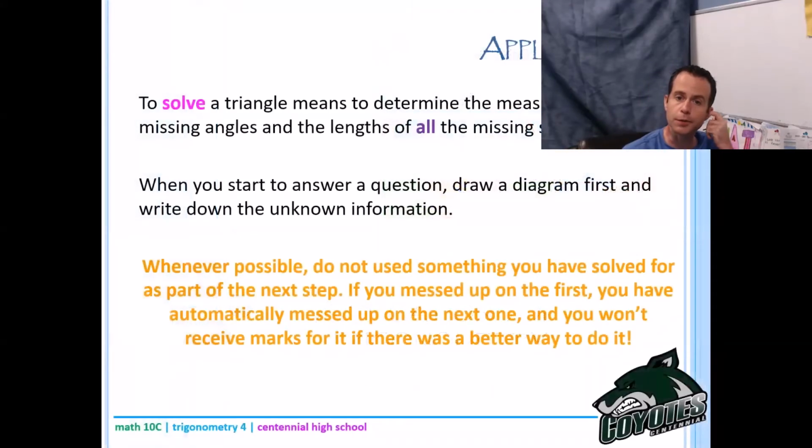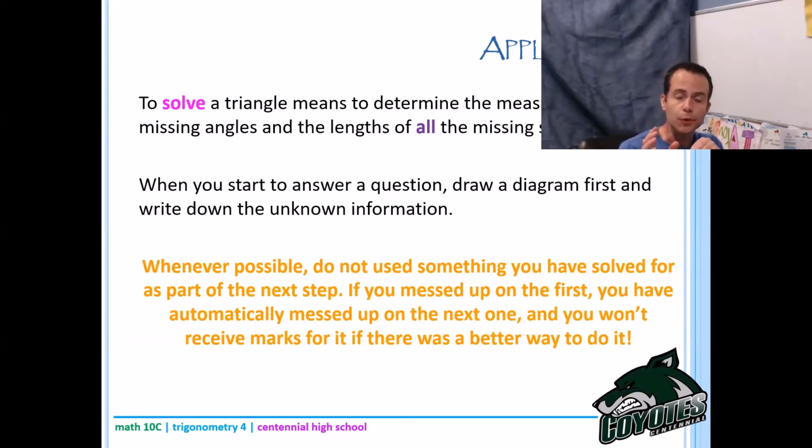So first one is solve the triangle. To solve a triangle means to determine the measures of all the missing angles and the lengths of all the missing sides. So far, up to today, we've only ever asked you to solve for one thing. And we've labeled it as X, or Y, or theta. That was the communication for you to say, hey, find this for me.